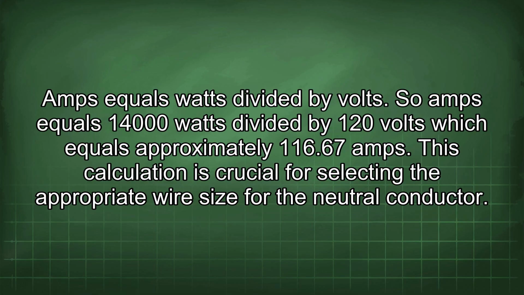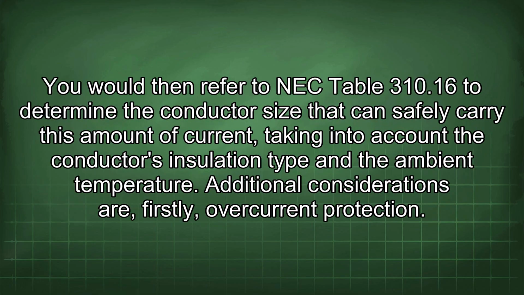116.67 amps. This calculation is crucial for selecting the appropriate wire size for the neutral conductor. You would then refer to NEC table 310.16 to determine the conductor size that can safely carry this amount of current, taking into account the conductor's insulation type and the ambient temperature.